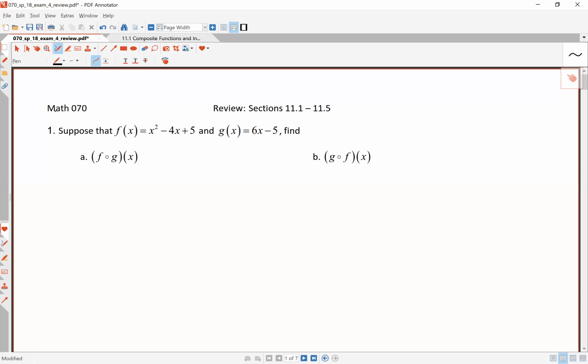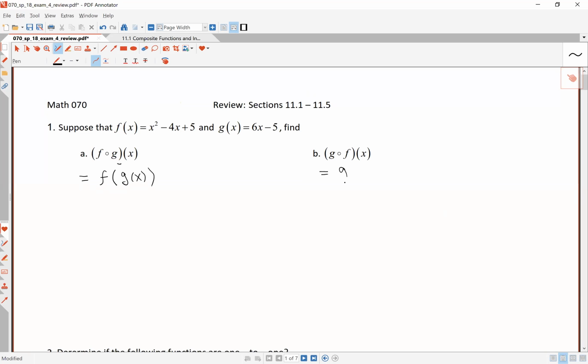Suppose that f of x is x squared minus 4x plus 5 and g of x is 6x minus 5. Find the composition of f with g, or f composed with g. The order on this one is g goes inside of f. The order in B is f goes inside g.